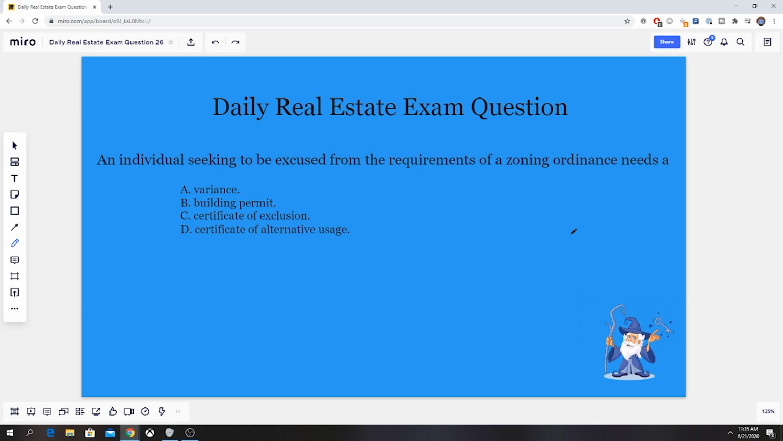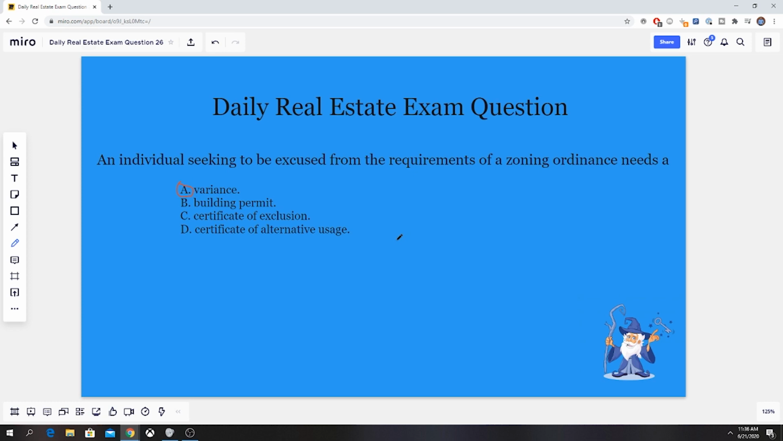Okay, interesting. So, like always, I'm going to give you guys an opportunity to pause here if you want to read over everything. If not, I'm just going to get into the answer. So, an individual seeking to be excused from requirements of an ordinance. When you hear that, you should think of one thing. You should think of a specific word that, if you've been studying your vocab, you'll know. And that specific word is A, variance. Variance is the word I was talking about.